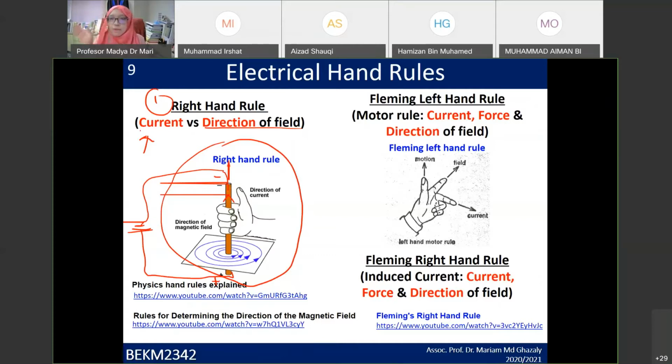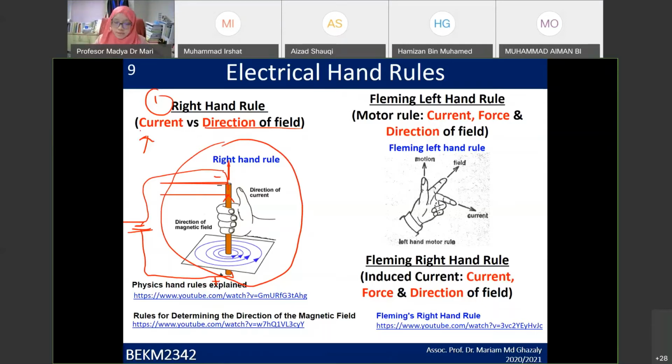So you're going to use the right hand rule, your right hand. If you have a pen in front of you right now, take that pen, and using your right hand, just wrap it around your pen. When you wrap it, your thumb will indicate the direction of the current, and the other fingers are the direction of the field.